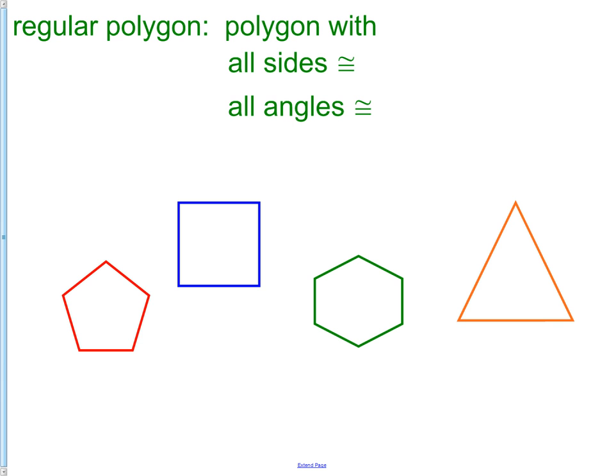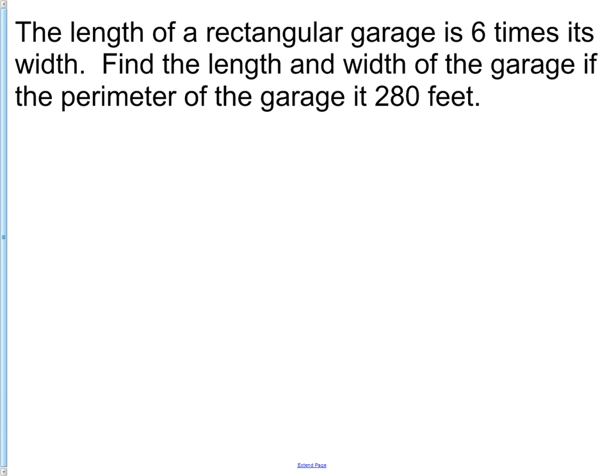Remember, regular means all sides, all angles congruent. One example to leave you with today: the length of a rectangular garage is 6 times its width. Find the length and width of the garage if the perimeter of the garage is 280 feet.